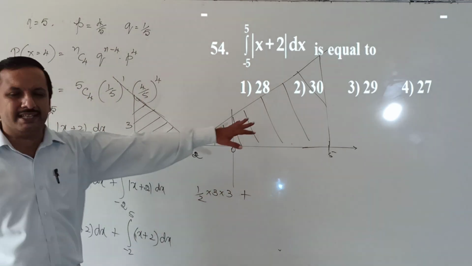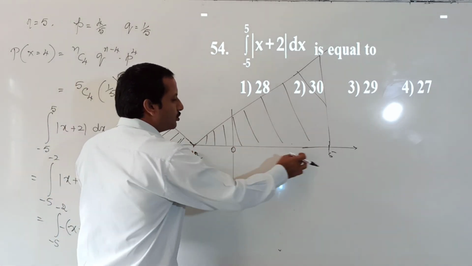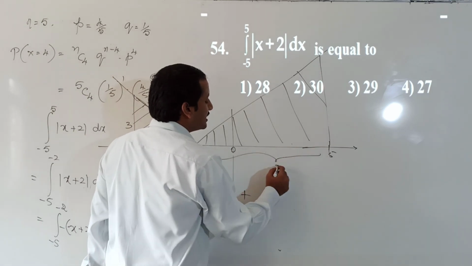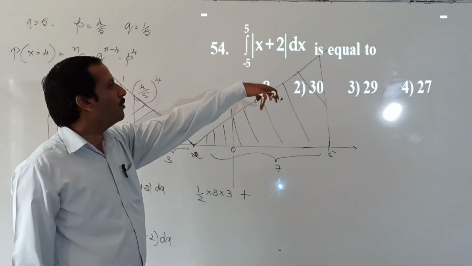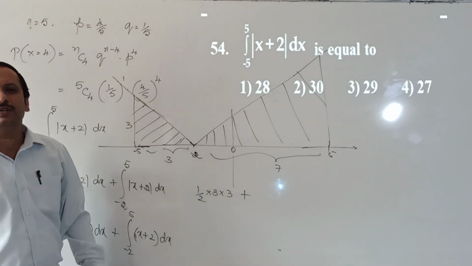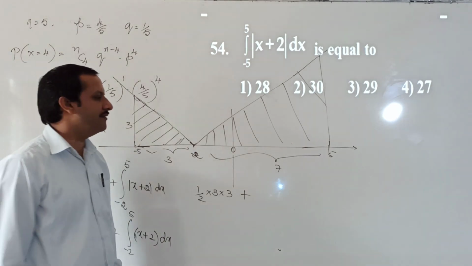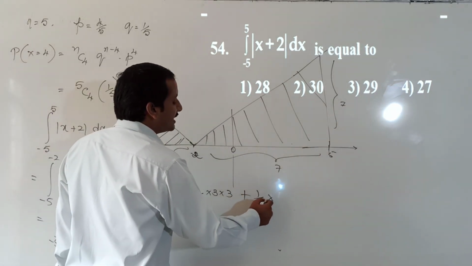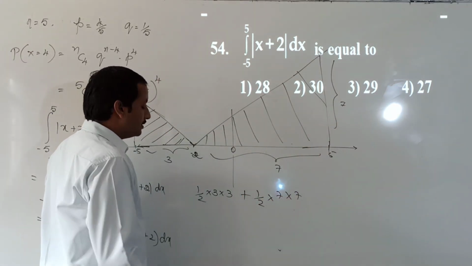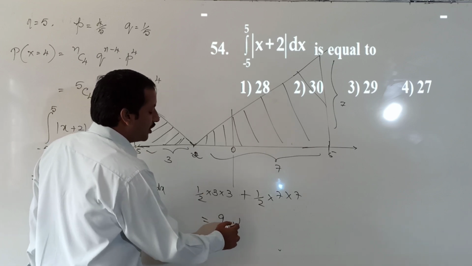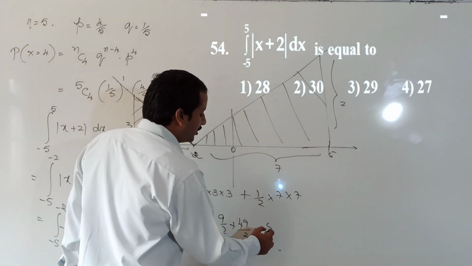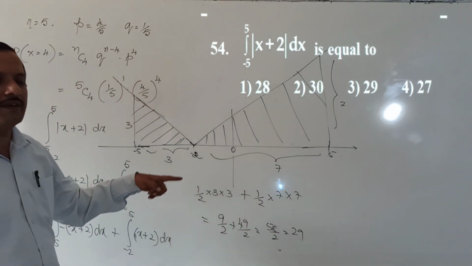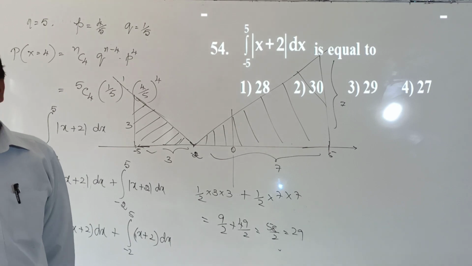Plus, here there is another triangle where this distance from minus 2 to 0 is 2, and then to 5, so the total distance is 7. Then at x equal to 5, what is the height? At x equal to 5, y will be equal to modulus of x plus 2, which is 7. So this height is also 7. Now half into base into height. So this will give you 9 by 2 plus 49 by 2, which is equal to 58 by 2, that's equal to 29. In this way, we will get the answer quickly.